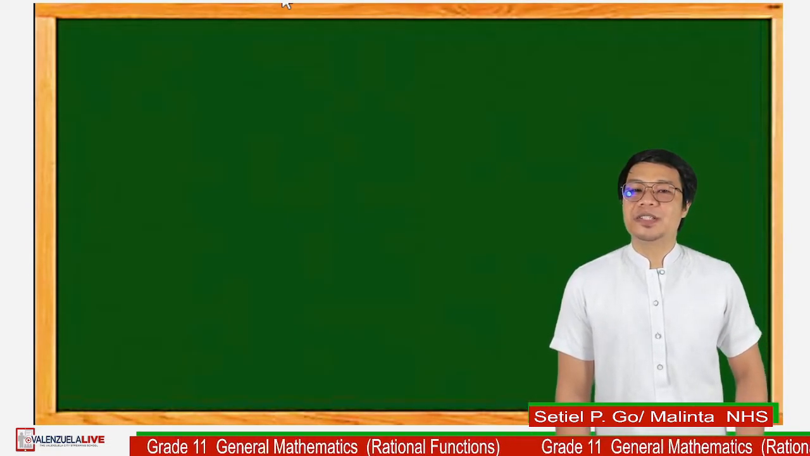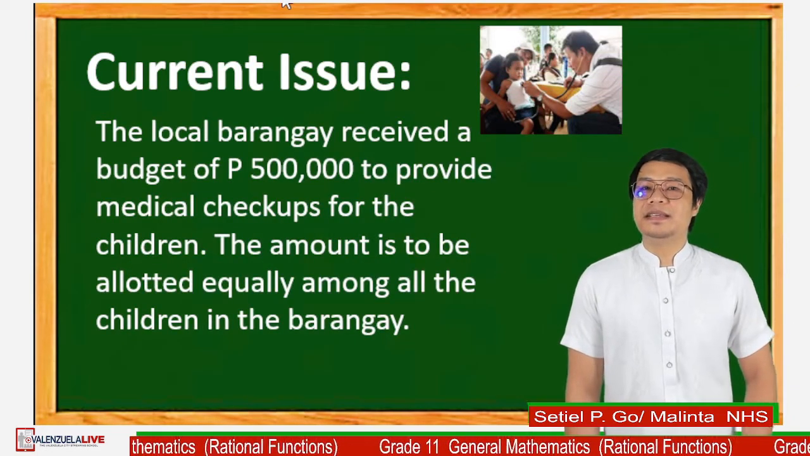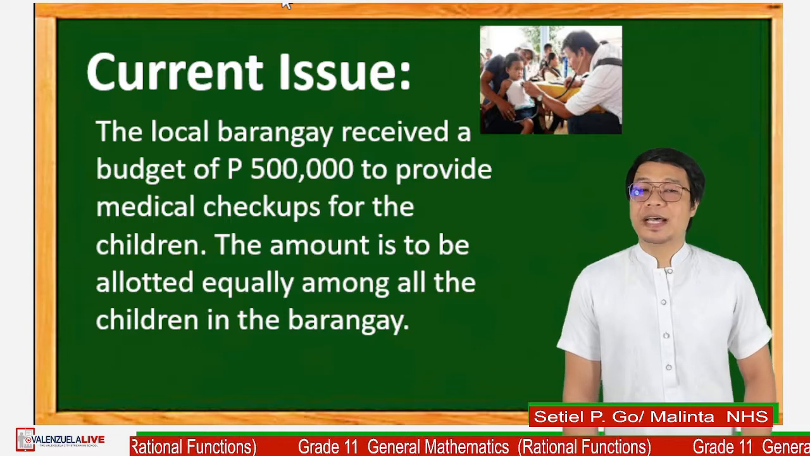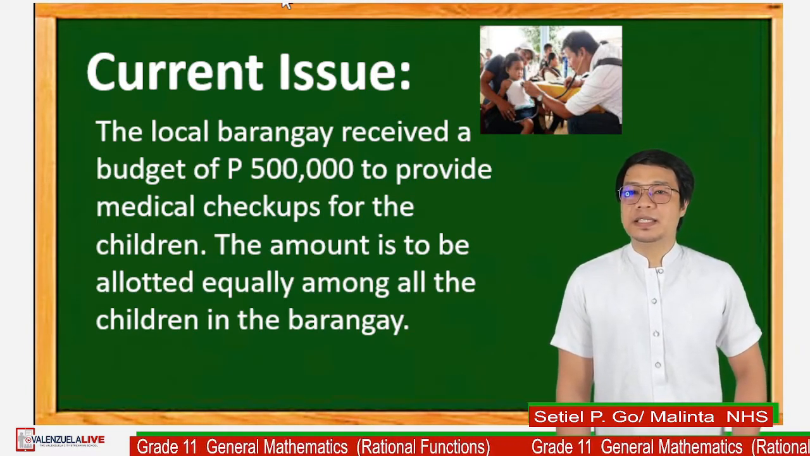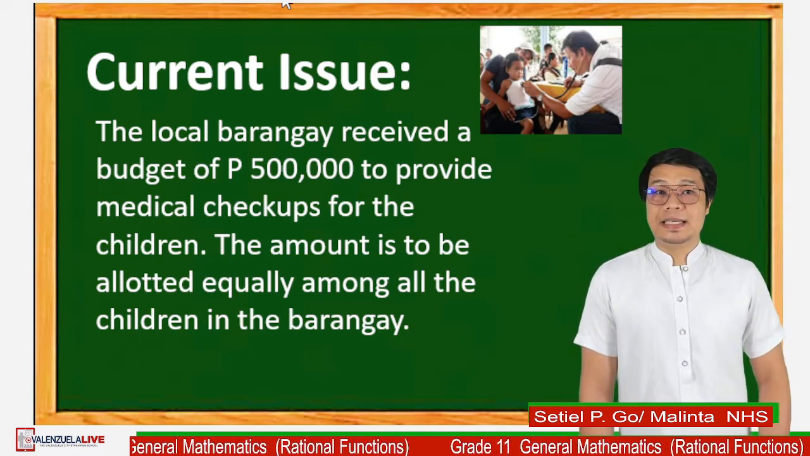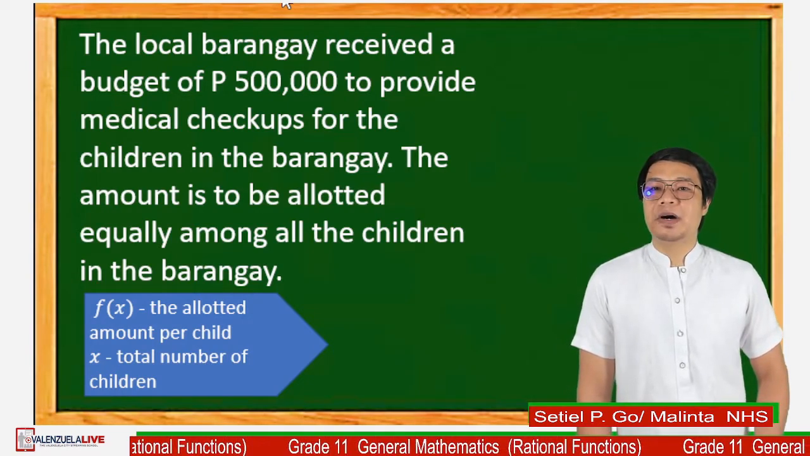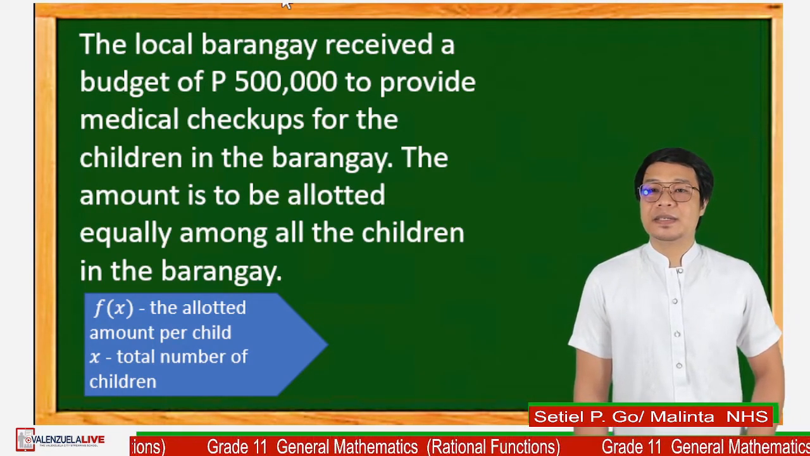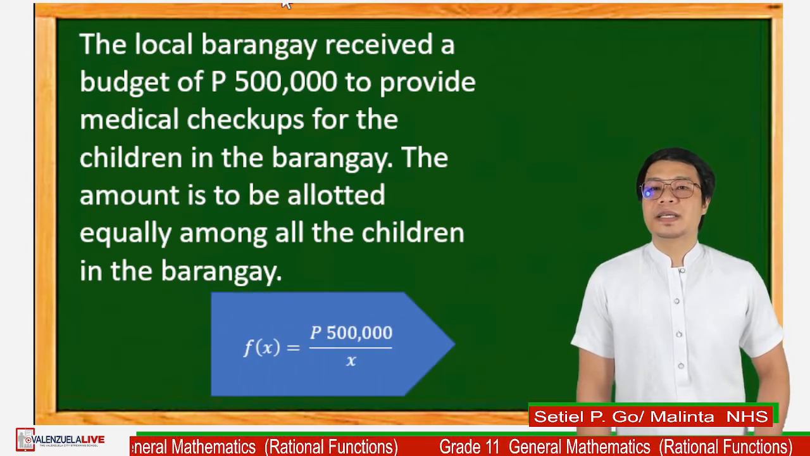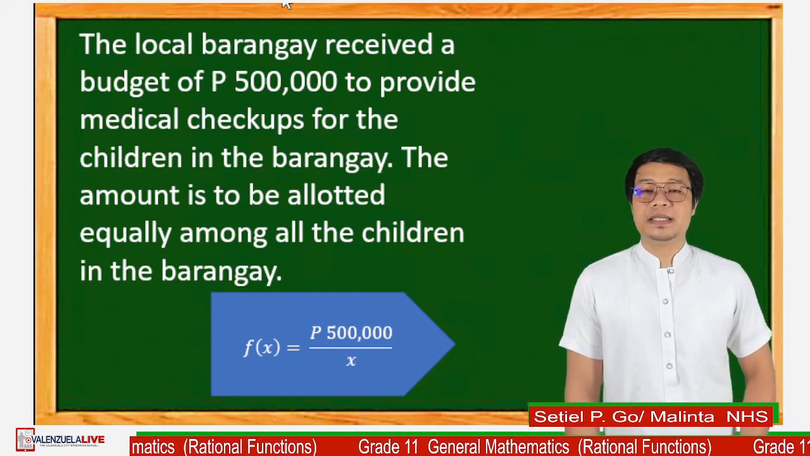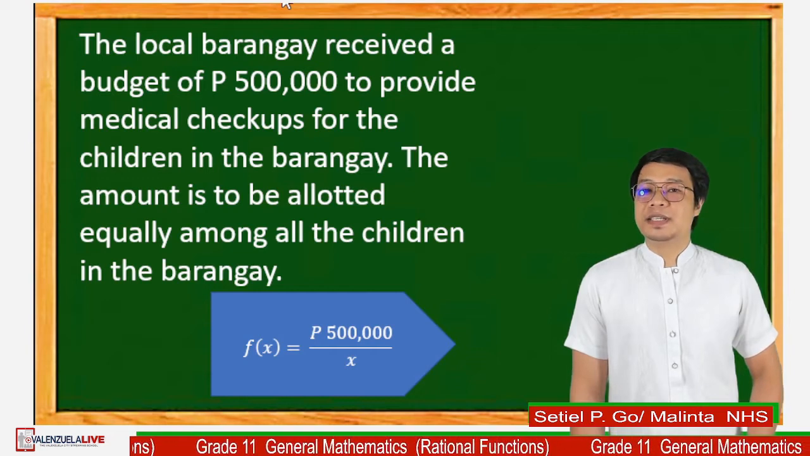We can also use the concept of rational functions in current events. Let's say the local barangay receives a budget of 500,000 to provide medical checkups for the children. The amount is to be allotted equally among all the children in the barangay. So we have f of x, the allotted amount per child, and x be the total number of children. Therefore, the function for this problem will be 500,000 pesos divided by the number of children, which is x.